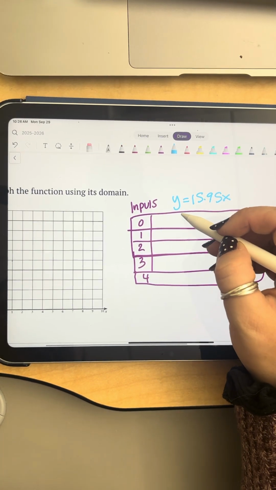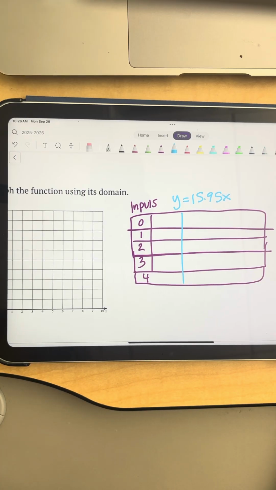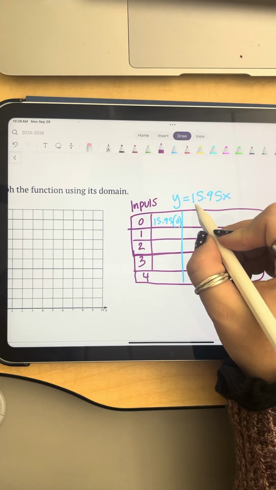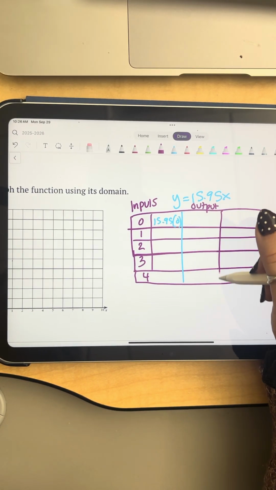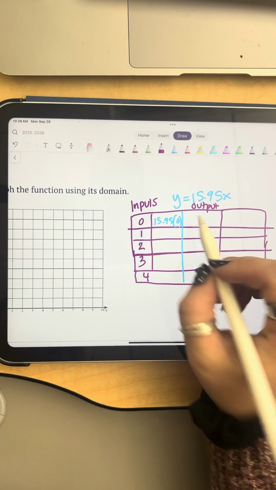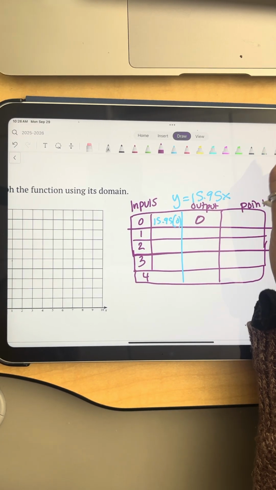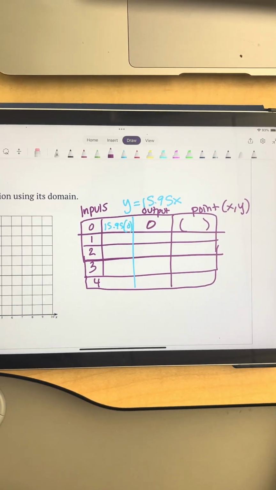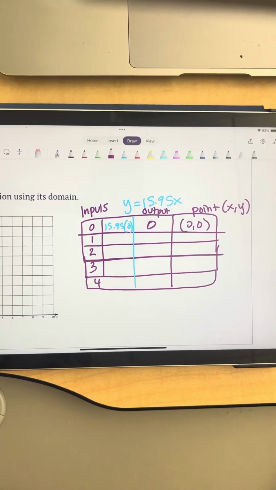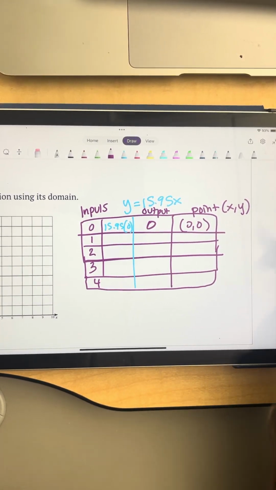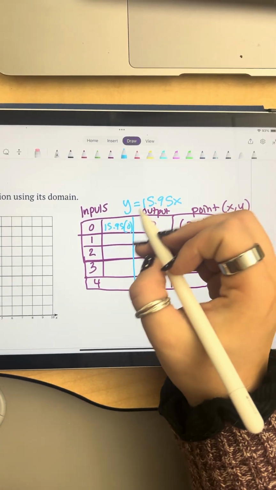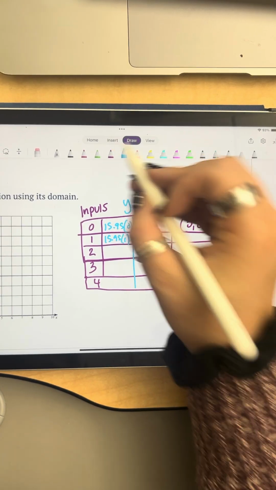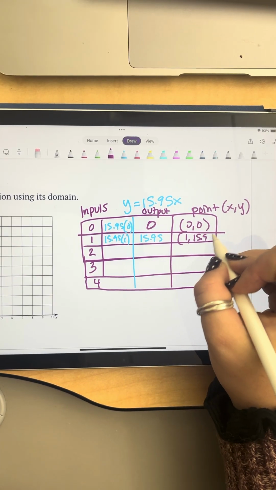I'll show you the first one, but I feel like it will make sense when I plug it in. So we've got 15.95 times 0, and then you see what your output is. When you plug in all those numbers, what do you get? Obviously 0 times anything is going to be 0. If I am graphing it, I just need an x, y point. So x always goes first, y always goes second. So my first one is (0, 0), which makes sense. If I have 0 tickets, it should be $0. Then I'm going to do 1, plug this in. I get 15.95. So my point is (1, 15.95).